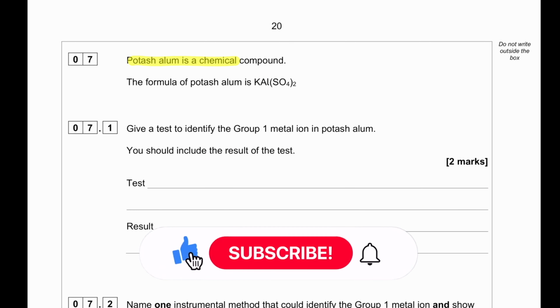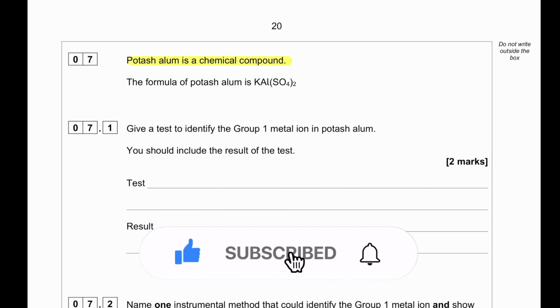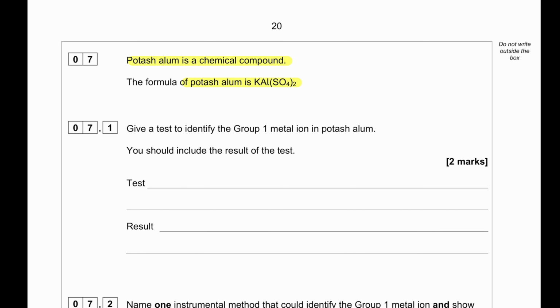Potash alum is a chemical compound. The formula of potash alum is KAl(SO4)2. Give a test to identify the group 1 metal ion in potash alum. You should include the result of the test. To test for potassium, we can perform a flame test, and the color will be lilac.